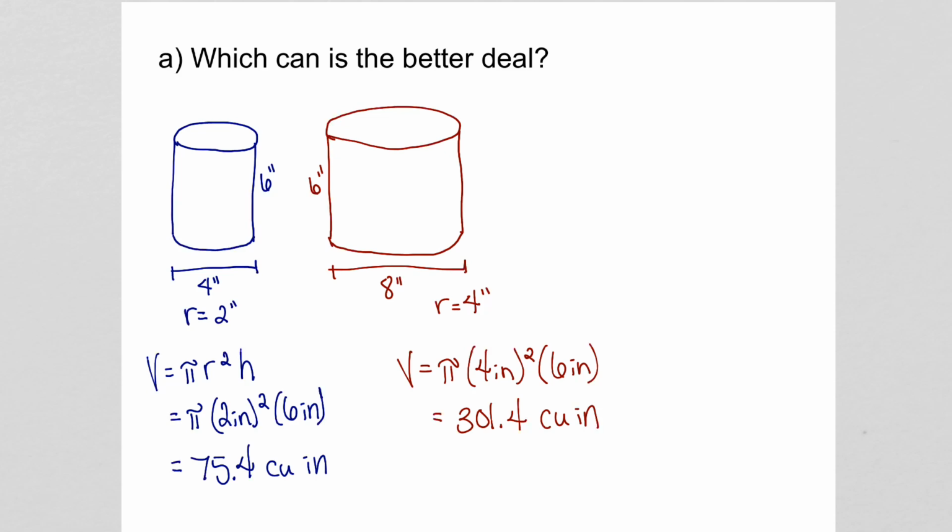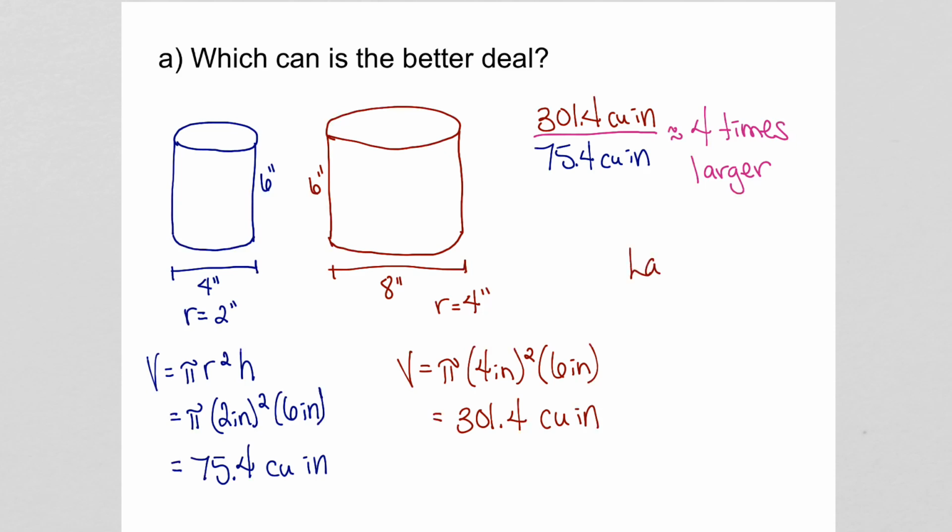We're told that the bigger can costs 3 times as much. What we need to find out is how many times larger is it. So if we take the bigger can and divide by the smaller, we get approximately 4. So the bigger can is about 4 times larger than the smaller can. So if it only costs 3 times as much, then the larger can is the better deal.